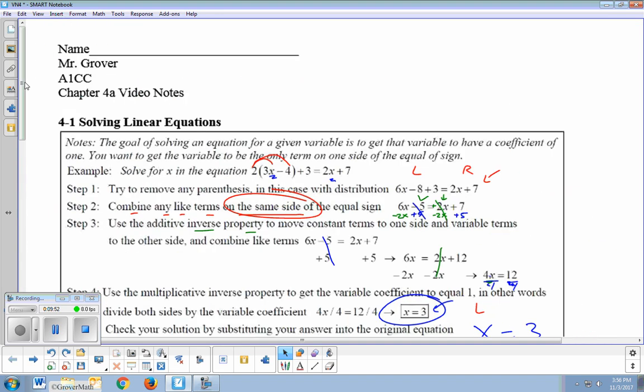All right, so that's our first example of solving equations. This is solving basic linear equations, Unit 4, Section 1.